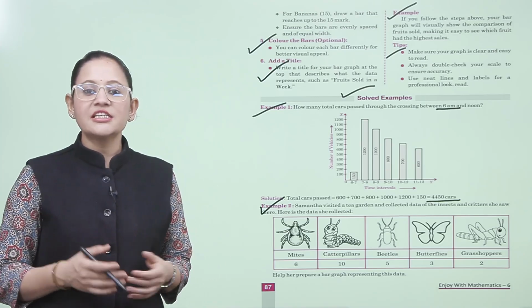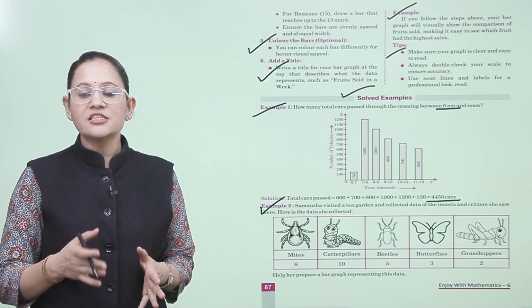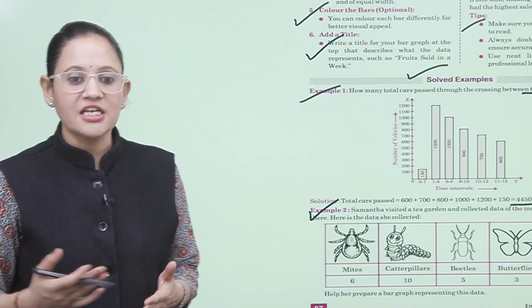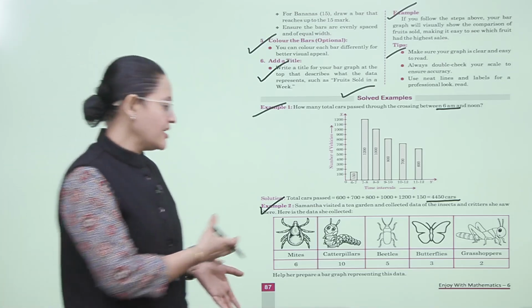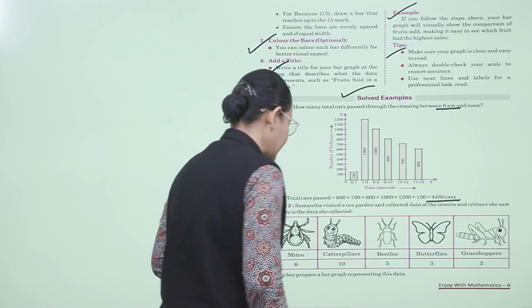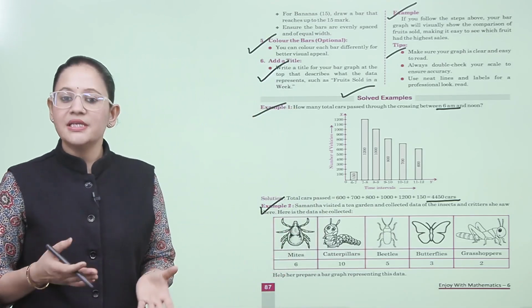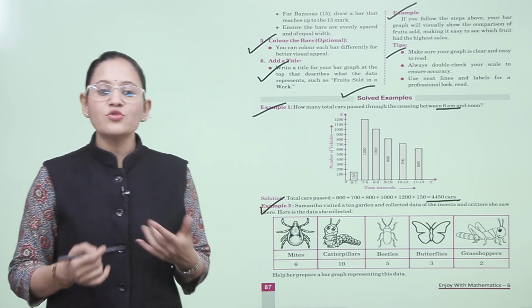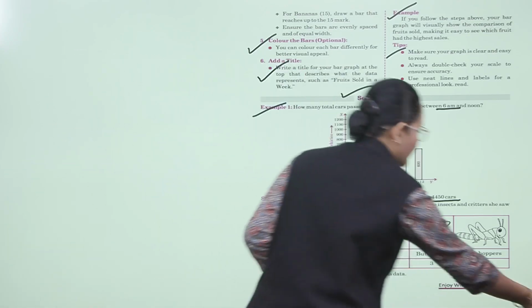Samantha visited the tea garden and collected data on the insects she saw there. Here is the data she collected. So, she visited the tea garden and collected this data for the different insects. Here the different insects like mites, caterpillars, beetles, butterflies, grasshoppers, and the number is given here. Now we have to help her prepare the bar graph representing this data.